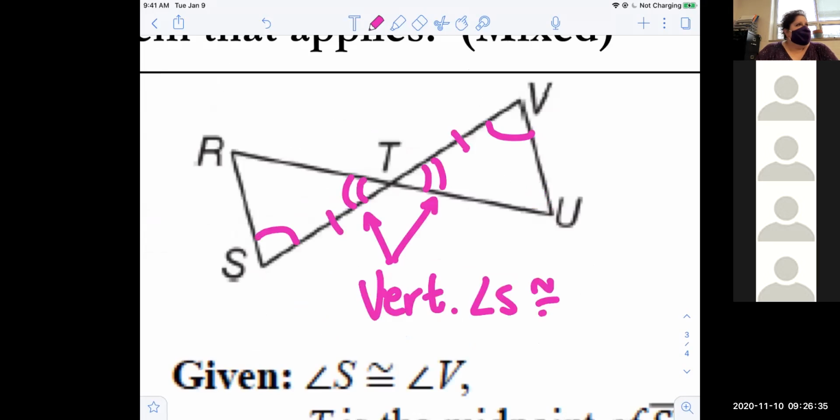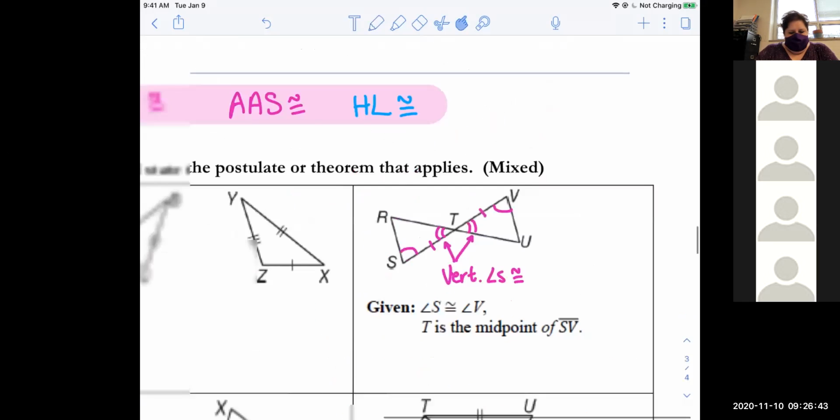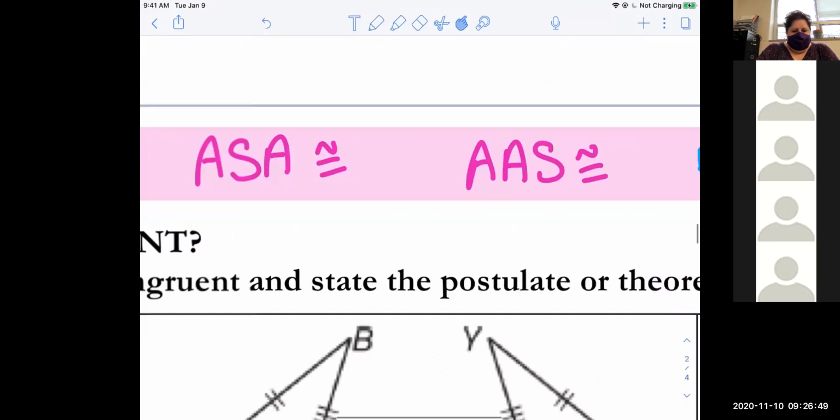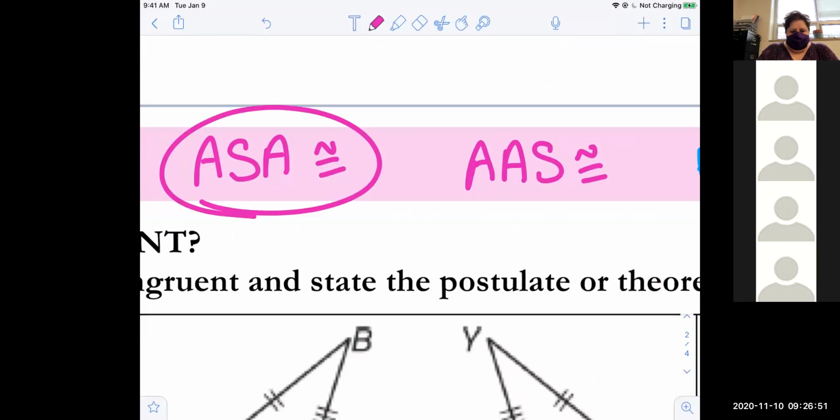Anytime you have two triangles like that where they're sharing the vertex because they're formed by intersecting lines, you'll get congruent vertical angles. All right, now the question is, do we have enough yet to use any of those? So we have two angles and a pair of sides. So two angles and a pair of sides, it looks like it's going to be one of these, right? So you have to decide which one it is.